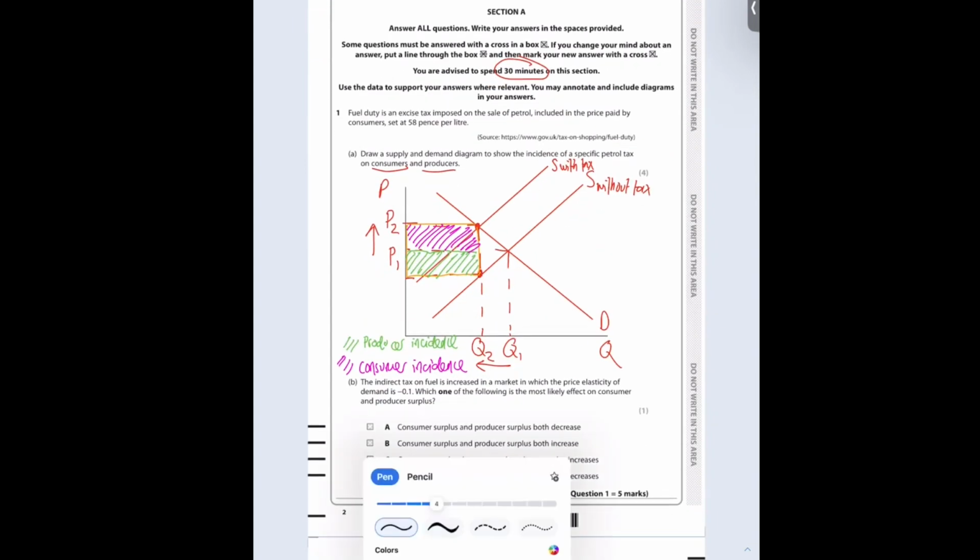Okay, part B, and I'll go back to my original color of red. The indirect tax on fuel is increased in a market in which the price elasticity of demand is minus 0.1. So that means that it's a price inelastic product. Between greater than -1 and less than 1 basically shows that you've got a price inelastic product. Which one of the following is the most likely effect on consumer and producer surplus?